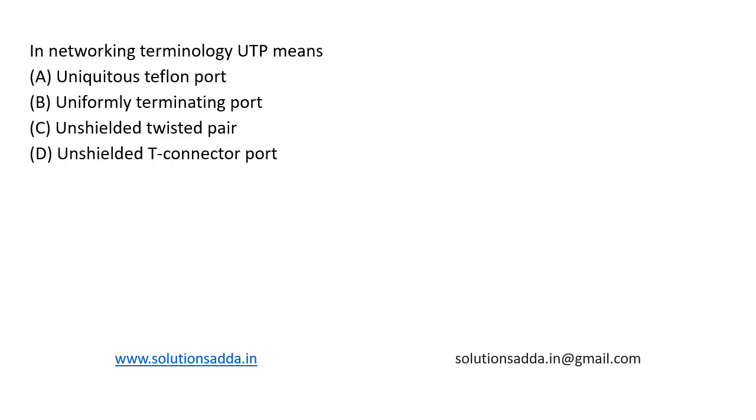This is a question from computer networks. In networking terminology, UTP means, and four options are given. UTP stands for Unshielded Twisted Pair Cable. It consists of two unshielded wires twisted together. These are extensively used in LANs and telephone cables. So, based on the options, option C, unshielded twisted pair, is the correct answer.